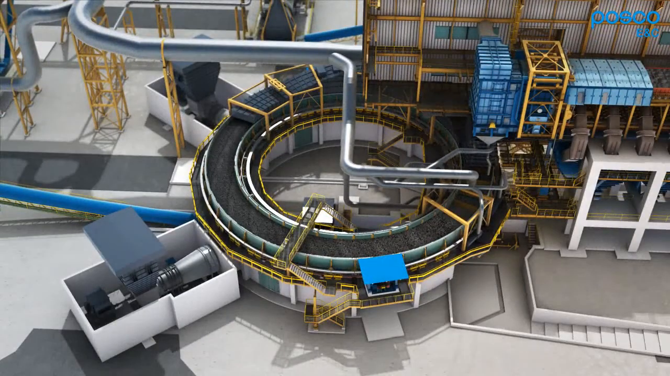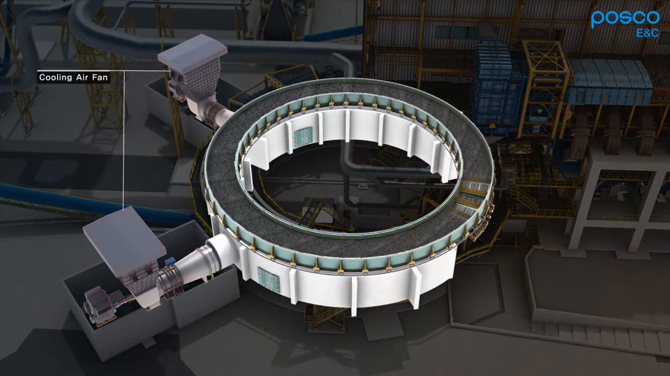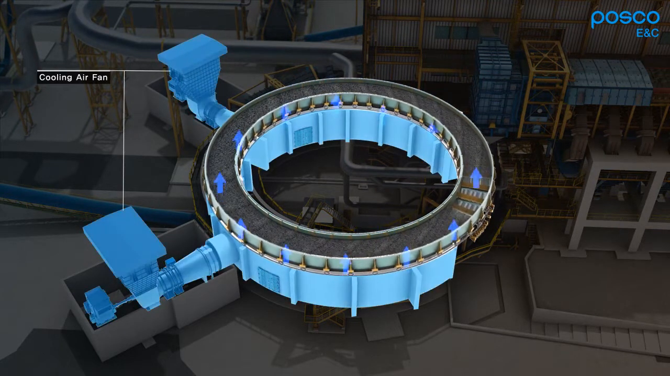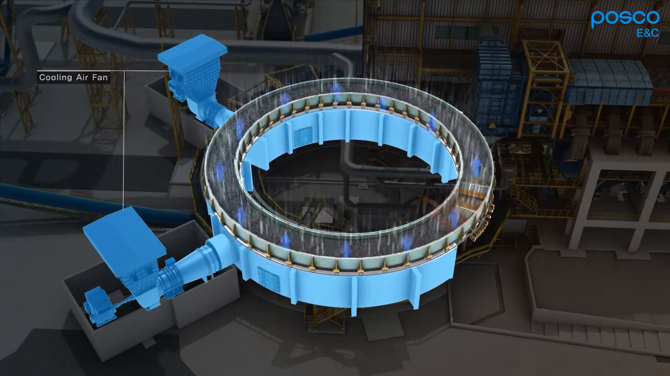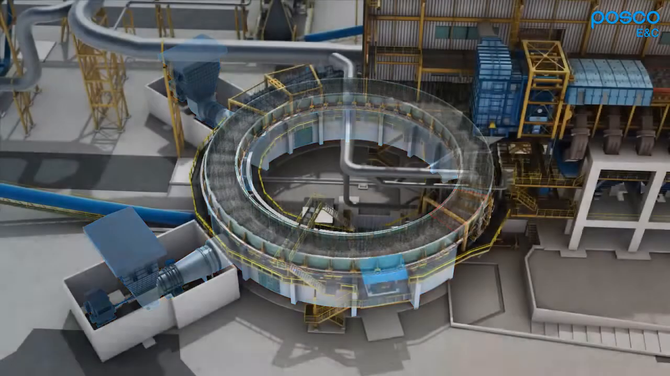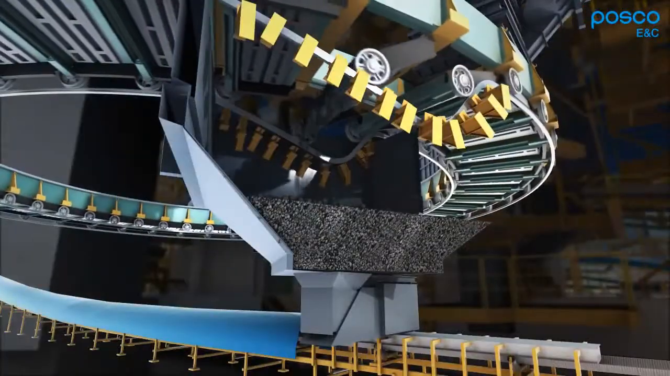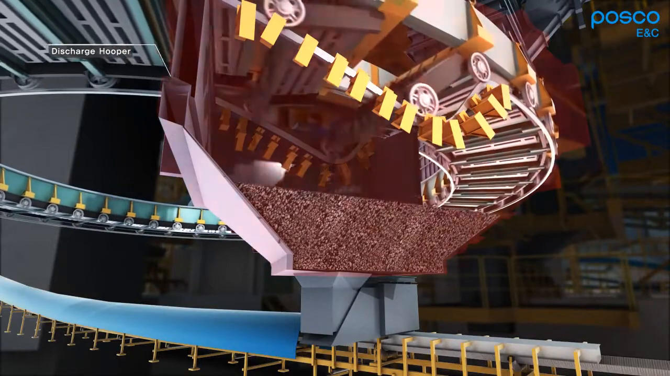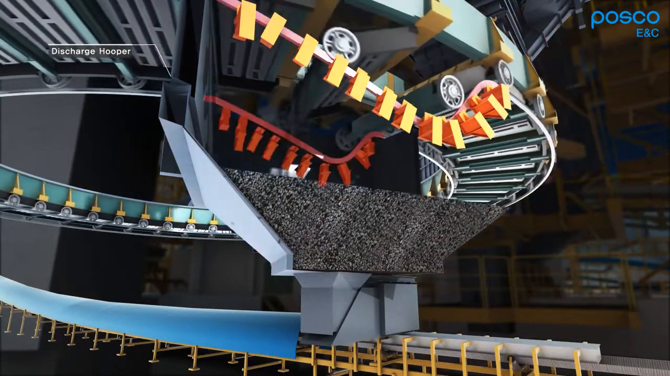At the cooler, fresh air is forcefully blown into the sinter ore by a cooling air fan in order to accelerate cooling. Then the air flows from the bottom to the top of the pallet by an air duct at the lower part of the cooler. Dust is mostly produced during the charge in the cooling process, and most of the dust is collected by the plant dedusting ESP. After the cooler pallet rotates one round, the sinter ore falls to a discharge hopper. This is because one side of the pallet goes down due to the curved dip rail at the discharge outlet.